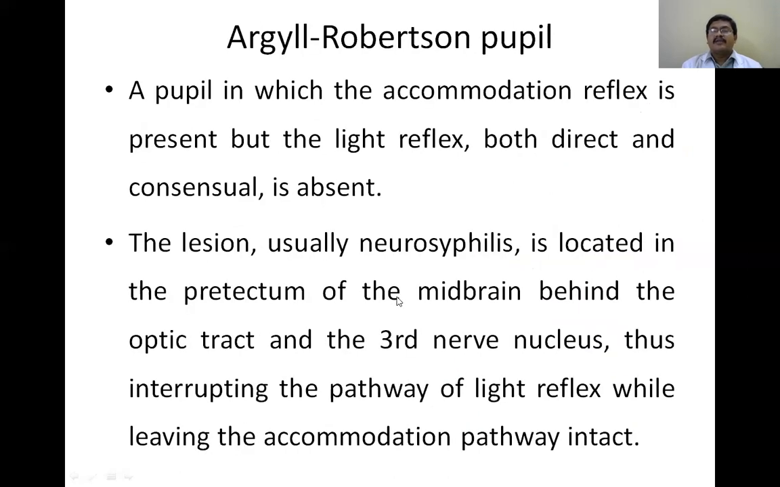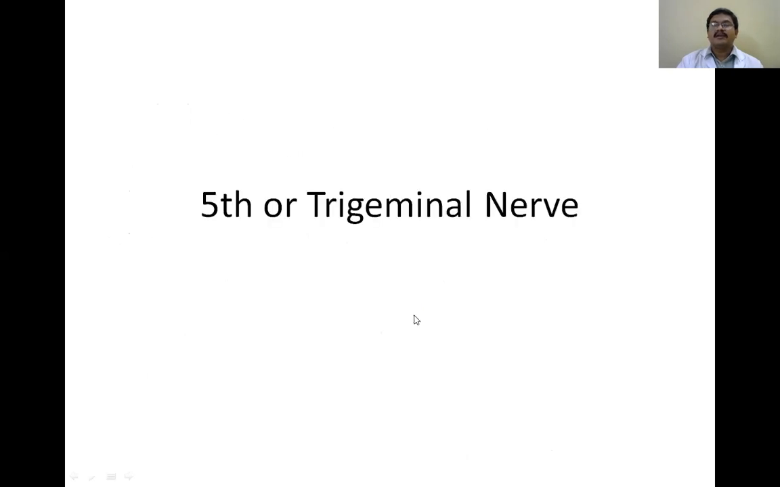Then what is the Argyll-Robertson pupil? Already we have discussed it: the pupil response is present with accommodation, but it doesn't react to light. It is seen in neurosyphilis, where the pretectal nucleus is affected. The pupil in which the accommodation reflex is present but the light reflex, both direct and indirect, is absent. The lesion, usually due to neurosyphilis, is located in the pretectum of the midbrain behind the optic tract, interrupting the pathway of the light reflex and leaving the accommodation pathway intact.